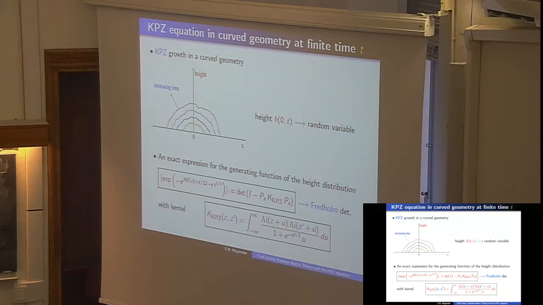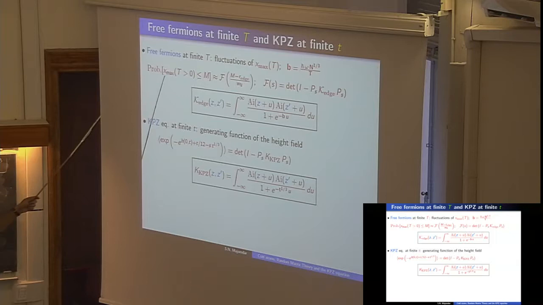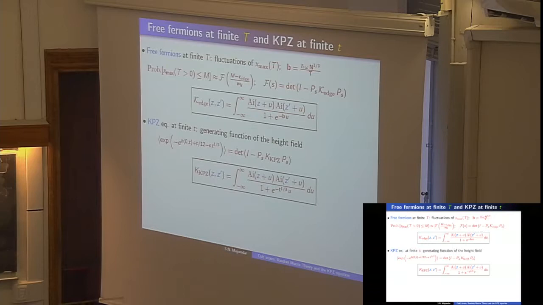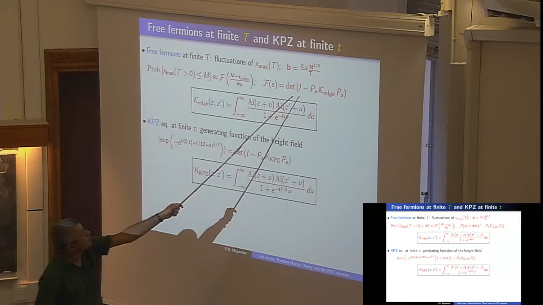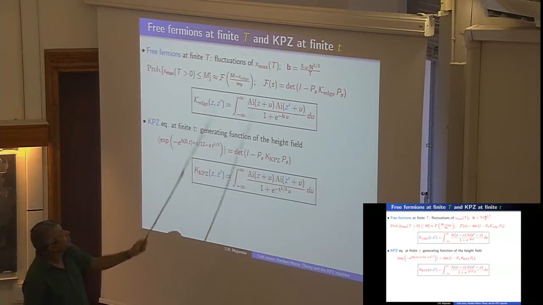But this is an exact solution at any finite time t in this droplet or wedge geometry. So once you look at that, you immediately see that the two problems are related. One is free fermions at finite temperature, where the relevant dimensionless parameter at this scale was n to the power 1/3 over temperature. And we saw that the distribution of the rightmost particle position is given by a single scaling function F of s, which is itself a Fredholm determinant with the edge kernel, where the parameter b appears. And F of s is just the probability that this scaling variable is less than or equal to s.